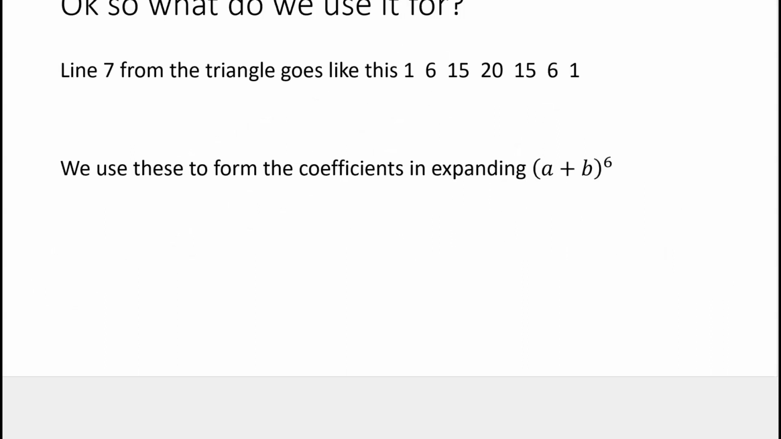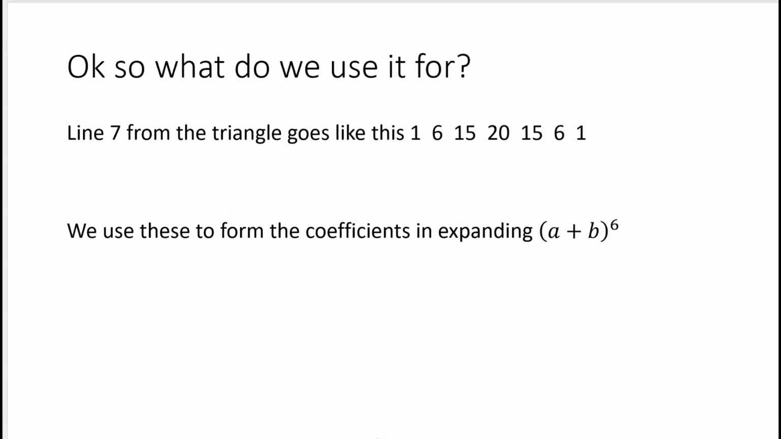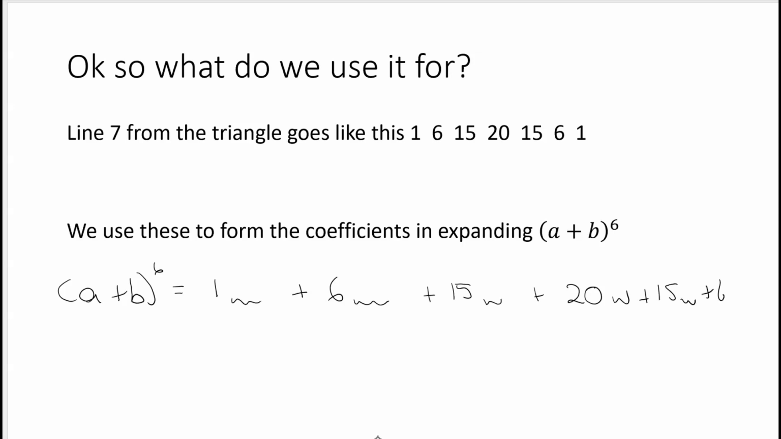Okay, but what can we use it for? Now, line 7 from that triangle goes 1, 6, 15, 20, 15, 6, 1. What we use those for is finding the coefficients when we expand a plus b to the power of 6. So a plus b to the power of 6 is going to be 1 times something or other, plus 6 times something, plus 15 times something, plus 20 times something, plus 15, plus 6, plus 1 times something. So each of those numbers are from the triangle.